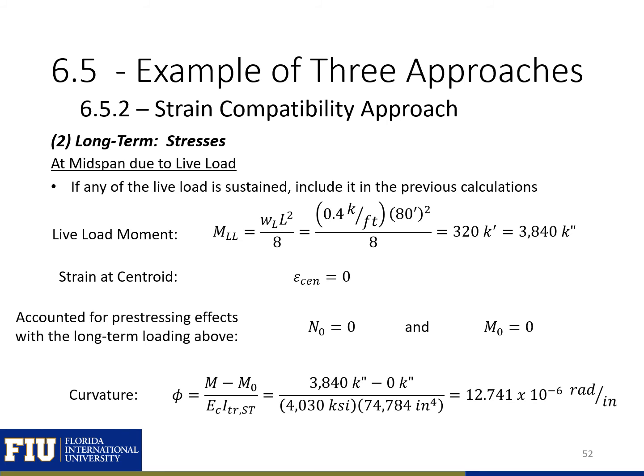We can find the stresses from live loads using the equations from earlier in class. We would first need to find the live load moment. And then with live loads, we're already accounting for the effects of pre-stressing with our sustained loads. So our decompression force and decompression moment are going to be equal to 0. So we can find the curvature just by taking our live load moment minus 0 divided by our short-term modulus for our concrete using the 28-day strength times our I-transformed short-term to get the curvature in the section.